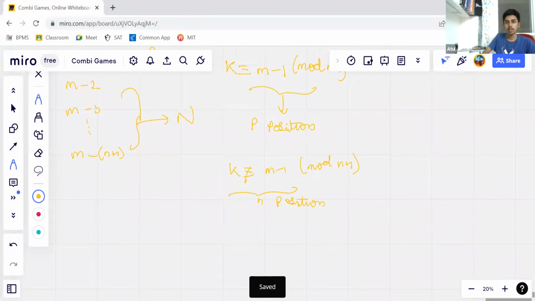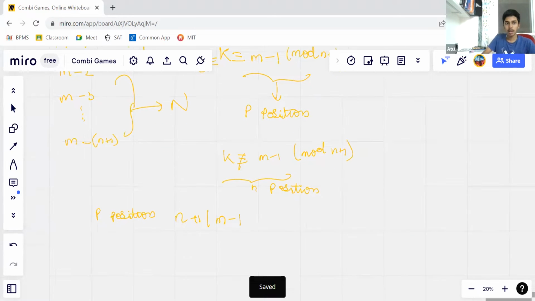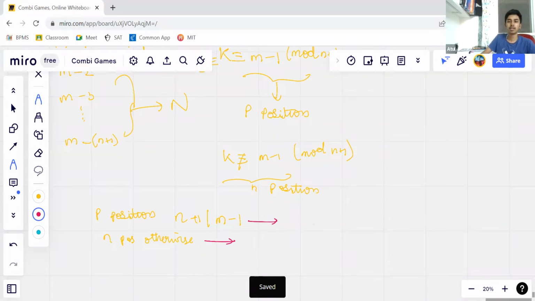Right. So this means that the game itself, when it starts, is a P position if n plus 1 divides n minus 1, because you want k to be 0. And it's an N position otherwise. And what does a P position mean? Like which player has a winning strategy? Based on the definition of P and N.